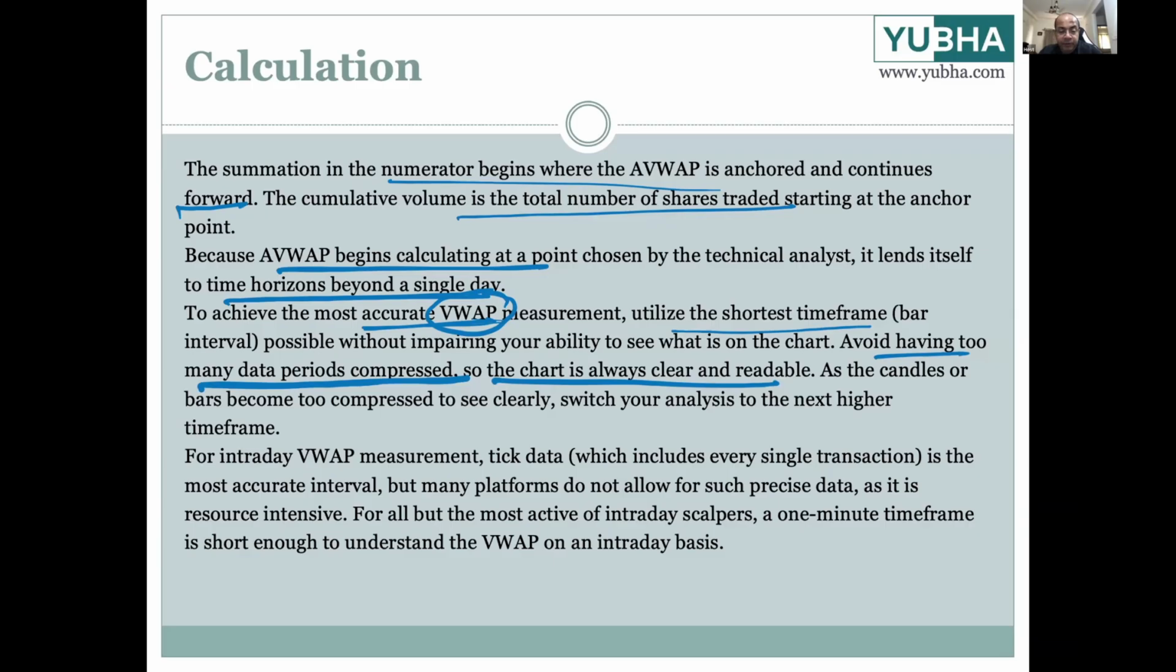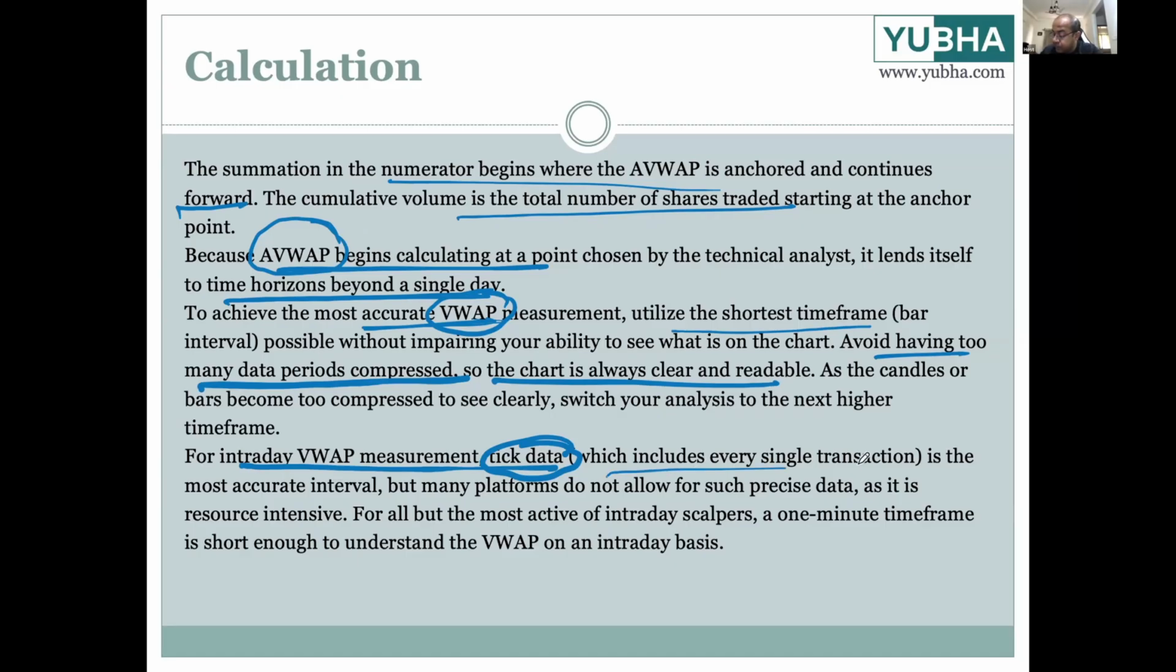If you have a 1 minute or a 3 minute plotted over there, there'll probably be five of them compared to a 15-minute bar. So for intraday VWAP measurement, tick data, which is every single transaction, is the most accurate interval. So the lower that you can go, the better it is for intraday charts. But anchored VWAP, because it is not an intraday indicator, you can use longer time frames also. You can even use it on a weekly time frame.